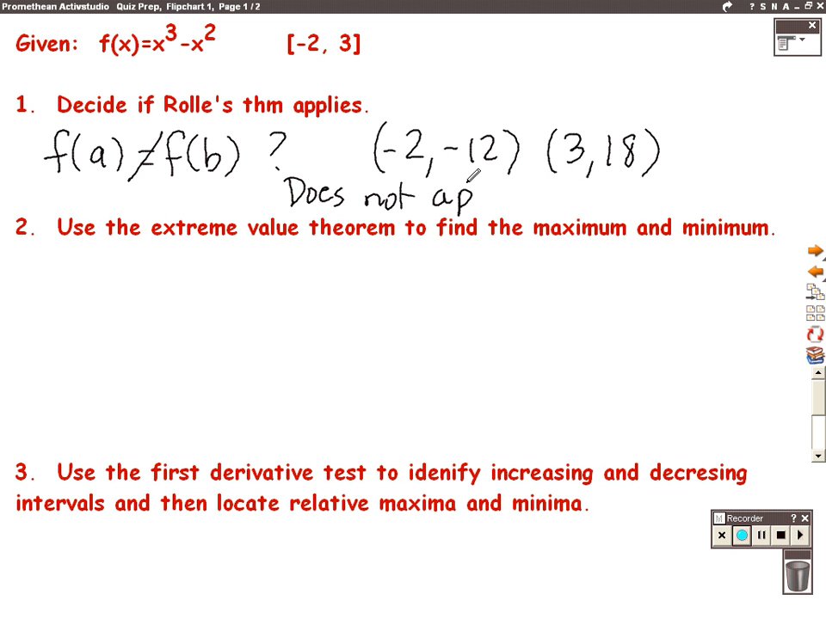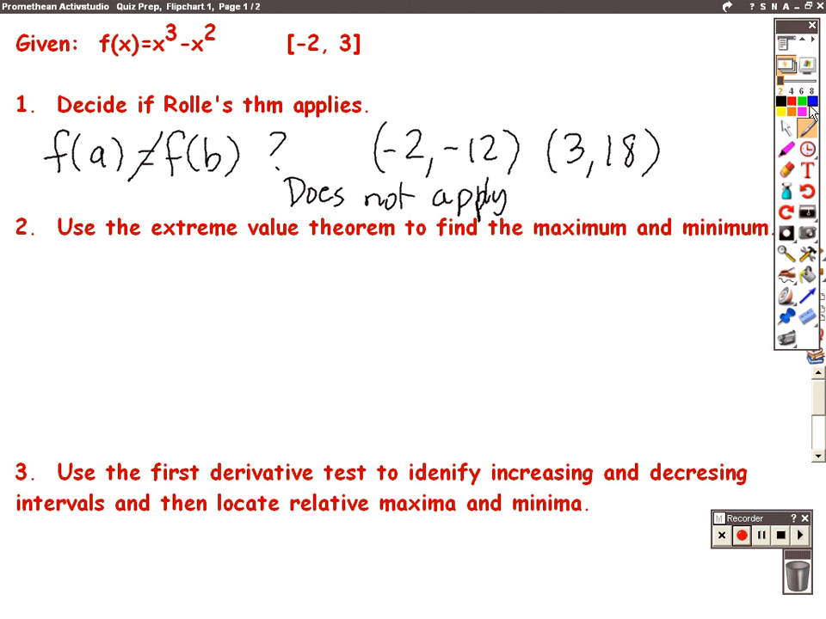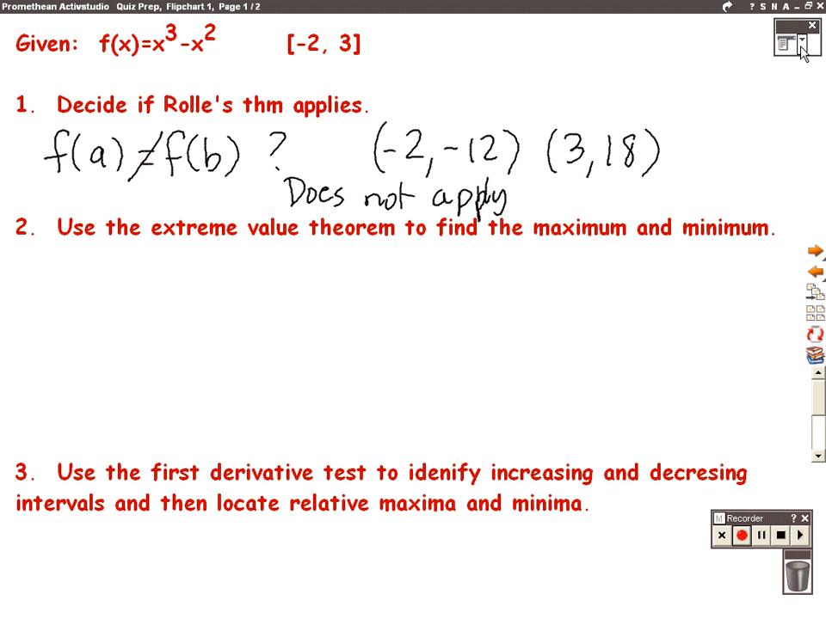Now, if Rolle's theorem does apply, remember the outcome of Rolle's theorem basically says if all the conditions are right, then there will be somewhere inside the interval where the derivative is equal to 0.